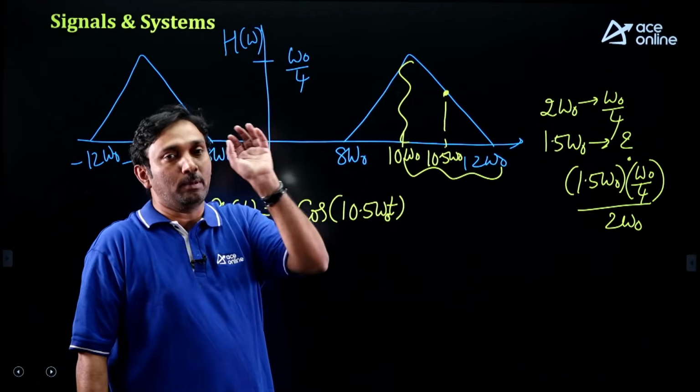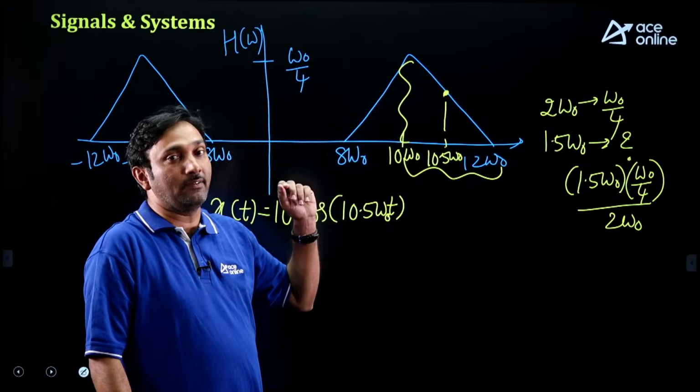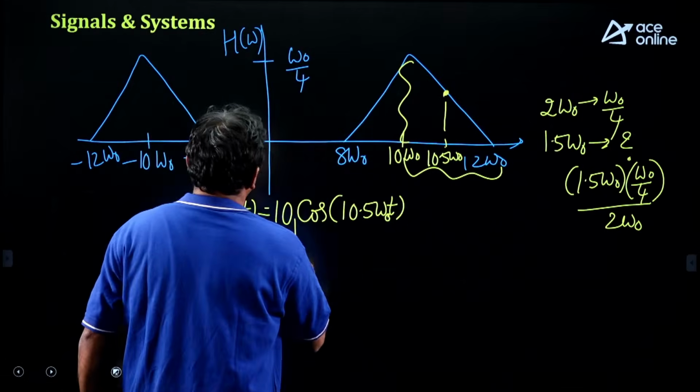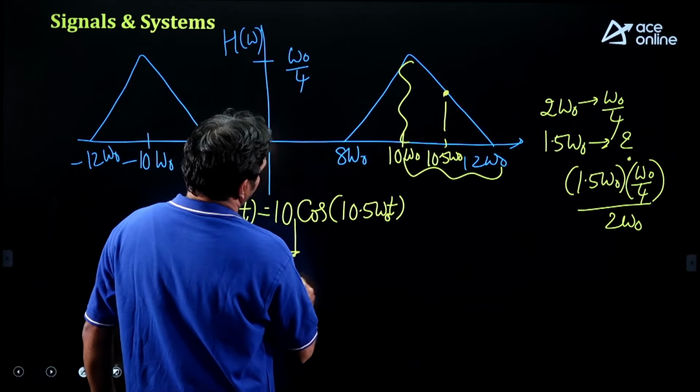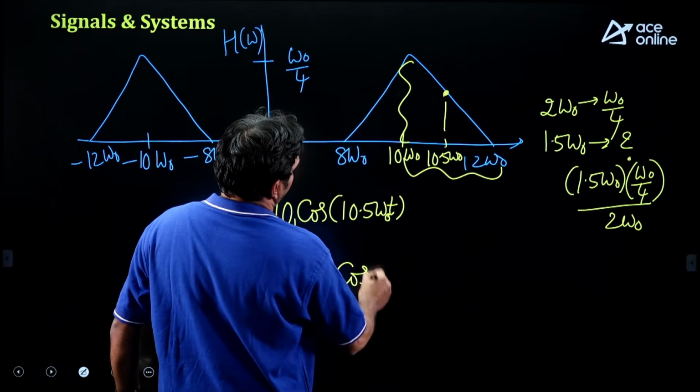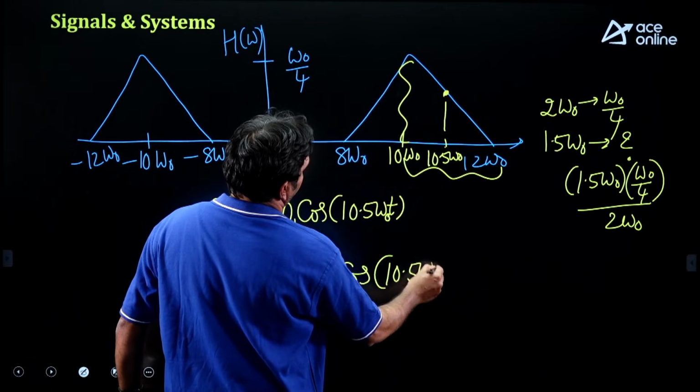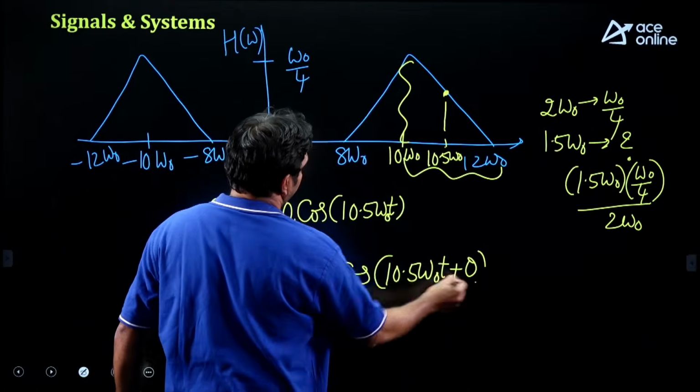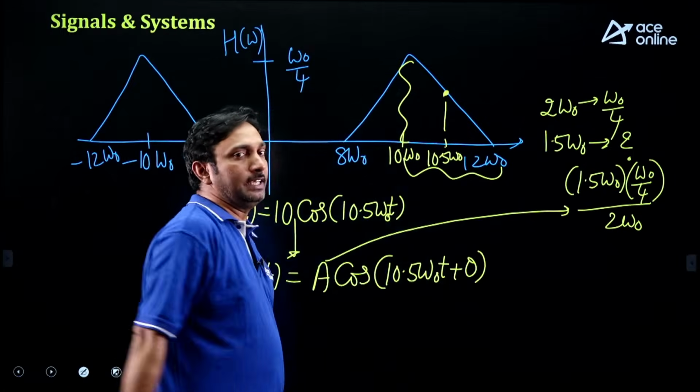I have not exactly remembered the expression because the options are not available. Input sinusoidal, output also sinusoidal: A cos of 10.5 omega naught t plus theta form. What is A? The scaling factor is A.